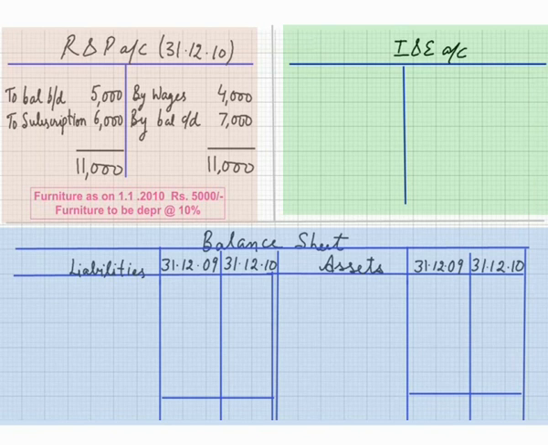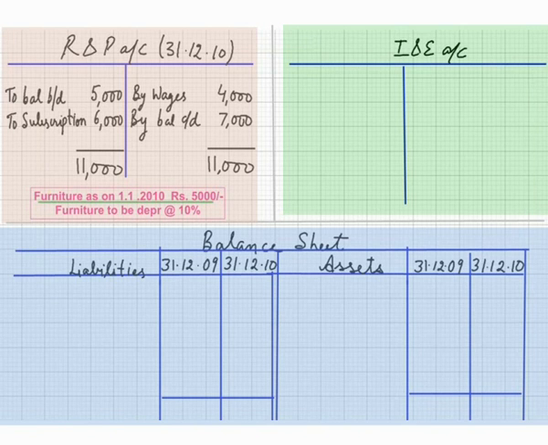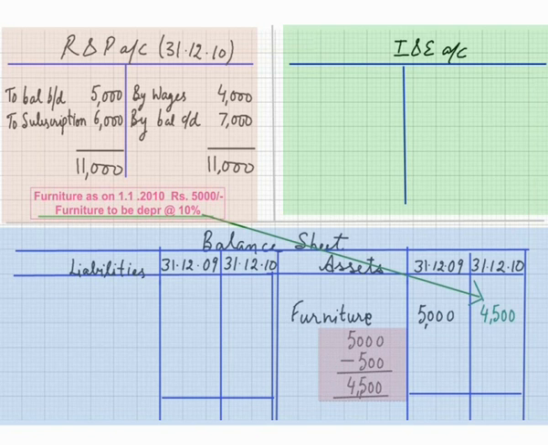So first of all, we'll take the additional information. That is, on 1st January 2010, the furniture was 5,000. So it's an asset. So write it down on the asset side. Furniture: in the beginning, it was 5,000 rupees. And the next information is to depreciate furniture by 10%. You know, 10% of 5,000 is 500 rupees. It means next year the furniture will be 4,500, because last year it was 5,000. Now it has been depreciated by 500 rupees. Now it should be 4,500 rupees.